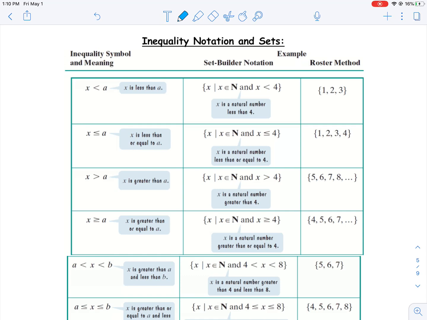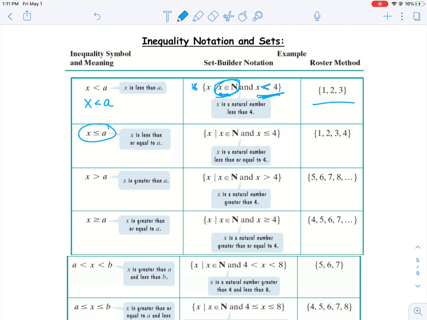The most important thing is being able to write this and read this the correct way. So on this first one, this says x is less than whatever that number is. X is less than a. So if I gave you this set builder notation, we would have the set of all x's such that x is an element of the natural numbers and x is less than 4. So the roster method example would then be 1, 2, and 3. We have to be less than 4 and we have to be part of the natural numbers. So starting at 1 and going to 3, x is less than 4.